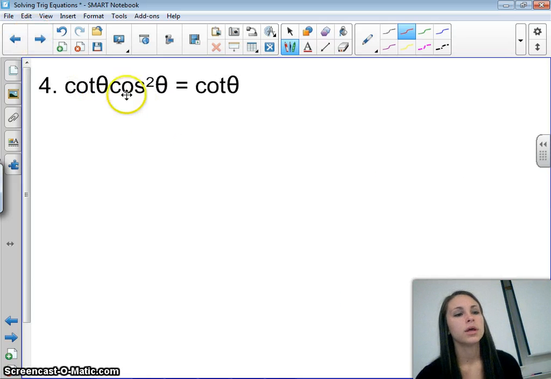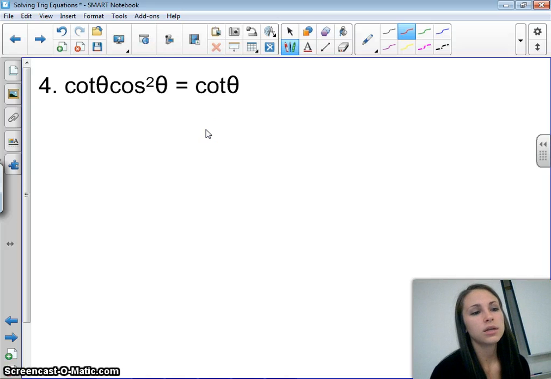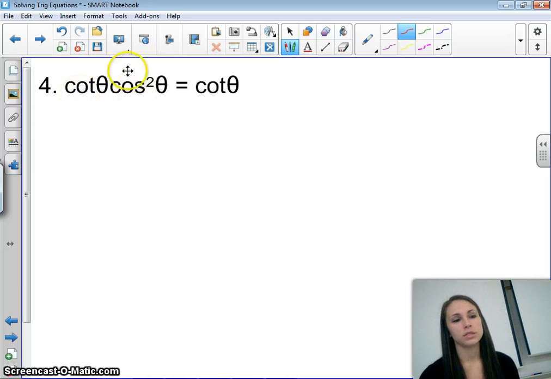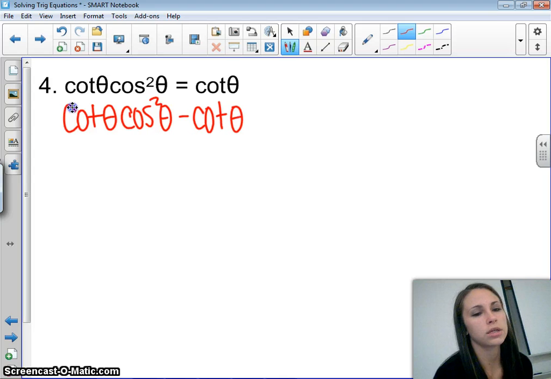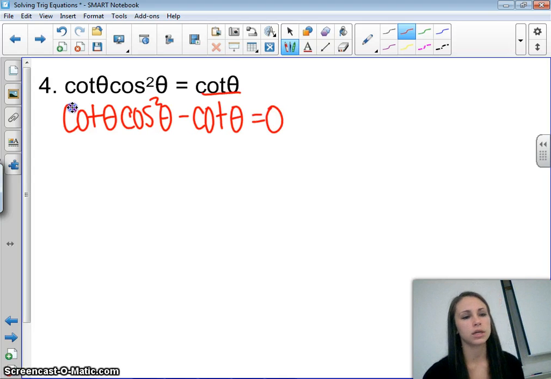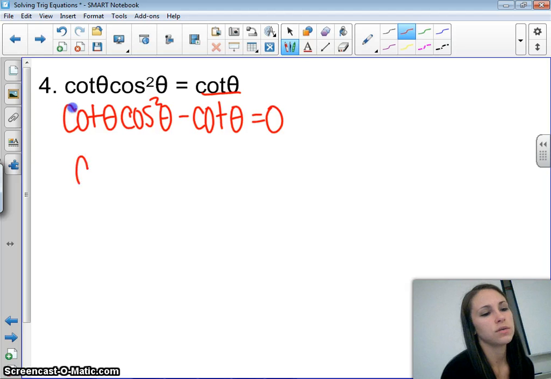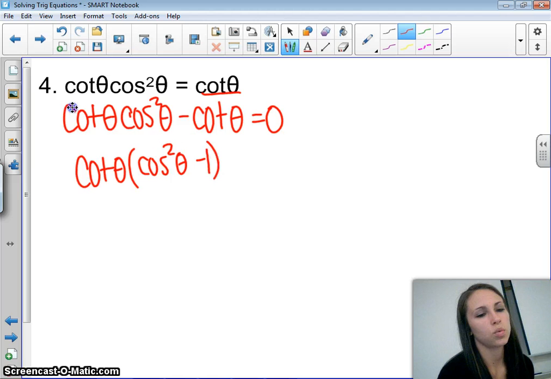Alright, let's do one like number 4. Now number 4 is one where you've got different trig functions in it. And so there's not a way that you could just get the cotangent by itself or the cosine squared by itself. So what you want to do whenever you have more than one trig function and you can't get it alone is put everything equal to 0. So I'm going to say cotangent cosine squared minus cotangent. I just subtracted this cotangent over to the other side and I'm going to set it equal to 0. And then I can factor out a GCF. So I'm going to factor out the cotangent, and that'll leave me with cosine squared minus 1.